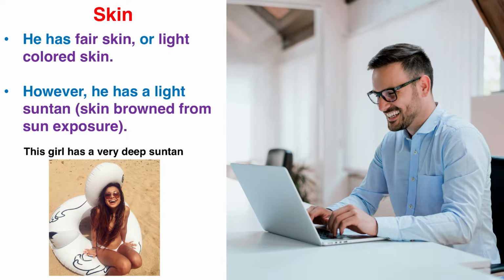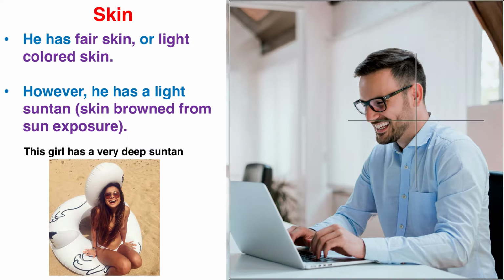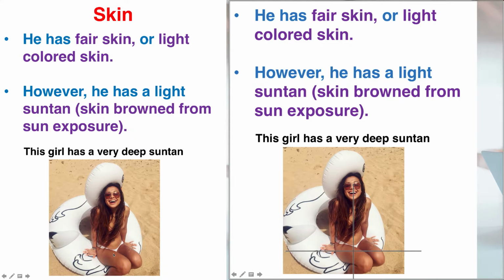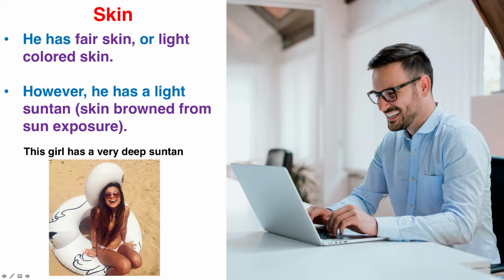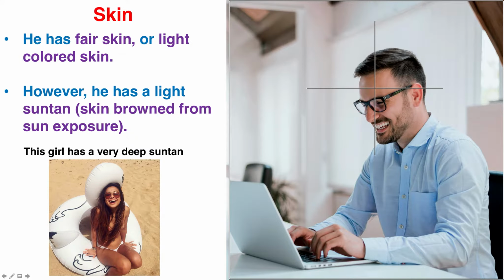Did you use any adjectives to describe his skin? So one thing we could say about his skin is that he has fair skin or light skin. However, he has a little bit of a suntan here. So you see how his skin is a little bit brown? He probably got that from being outside. Looking at this girl right over here, you see that she has a very deep suntan. So a deep suntan versus a light one right there.